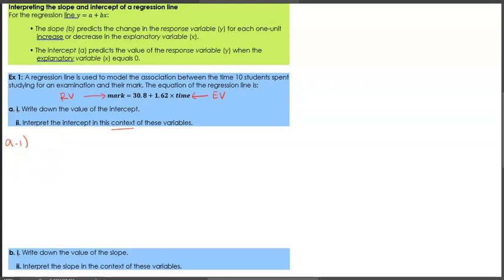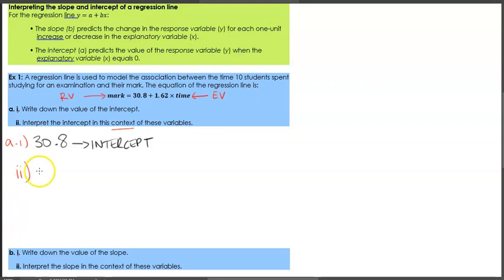So for the first question, A(i), write down the value of the intercept. In this case, the intercept is just this value here, which is A, 30.8. This is our intercept. This part is simple, finding the intercept, because we're just extracting information that has already been provided to us. But where it gets tricky is having to interpret what this intercept means based on this context.